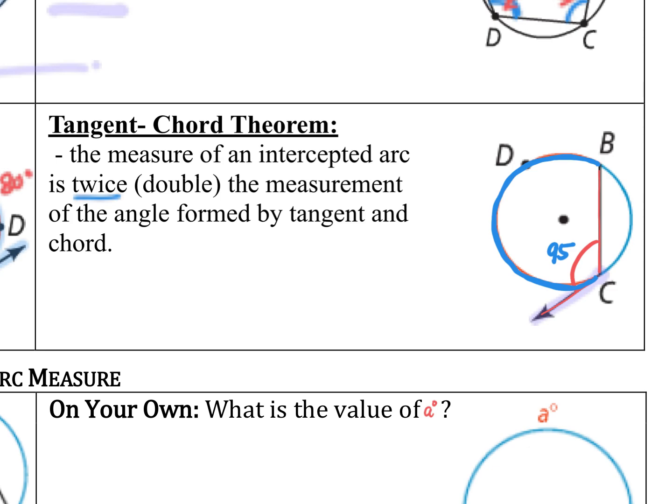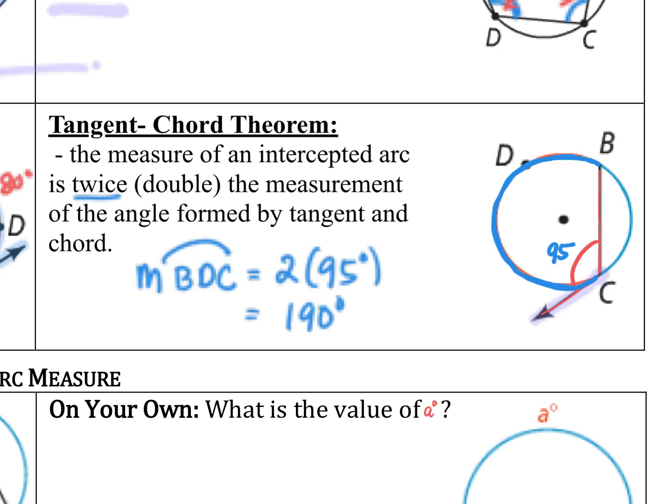So we're going to find the measurement of arc BDC, which is going to be 2 times the measurement of 95 degrees. Okay, so 95 times 2 is going to give you a total of 190 degrees. I believe that the converse is also the same.